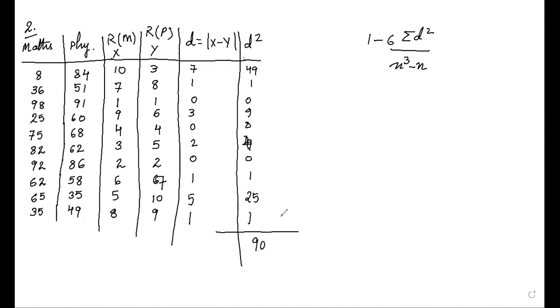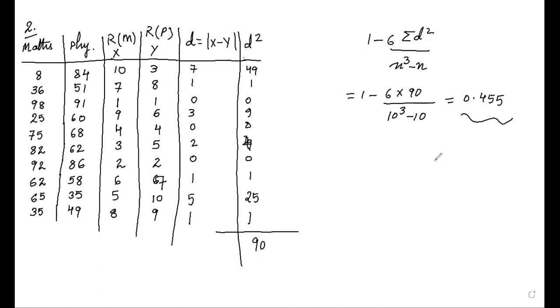Now we can find the rank correlation. That is, the value of rank correlation would be 1 minus 6 into summation d square, which is 90, divided by n cube minus n, that is 10 cube minus 10. And it will be evaluated as 0.455. So positively correlated, that means they have a good association between them, since it is positively correlated.